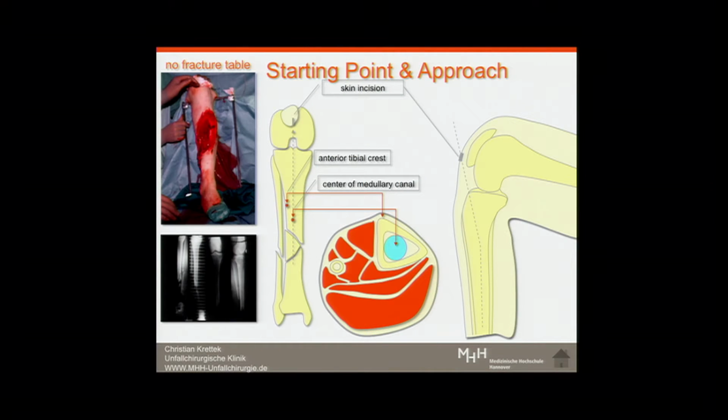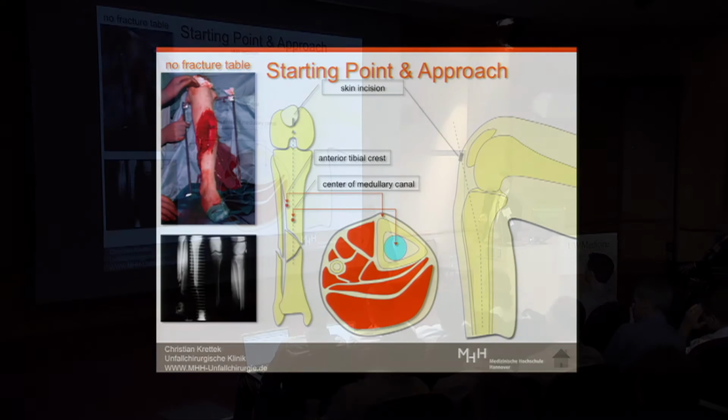So if you palpate and think this is the middle, you are wrong. It's always a little bit more shifted to the lateral, to the medial segment, and this needs to be considered. And if you are unsure, play a C-arm shot and marking with a short K-bar is a good temporary help.